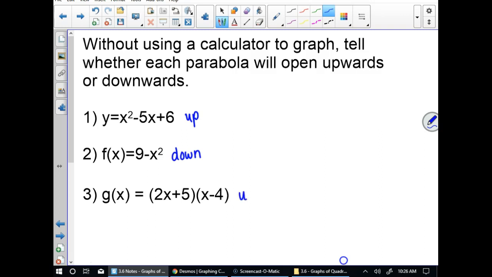It's going to be up, because when you start to distribute here, that 2x times x gives you a 2x squared, which is positive, so that's going to be up. Okay, so you probably did that in Math 1. You may or may not have remembered it, but you probably did that. So we can tell whether a parabola opens up or down just by looking at the equation.